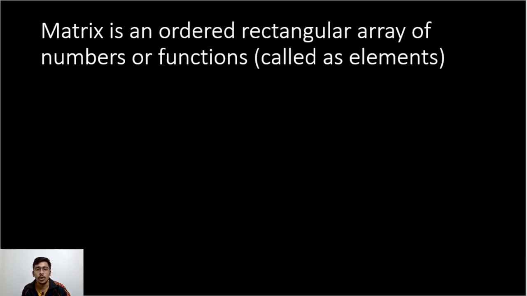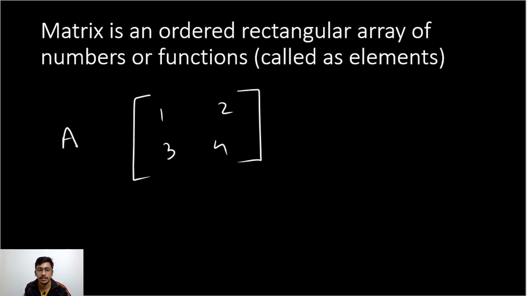A matrix is an ordered rectangular array of numbers or functions which are called elements. It is generally denoted like this, and let's say I have 1 2 3 4. So here we have a matrix. I'll write this, A is a matrix, and this matrix has 4 elements, which is 1, 2, 3 and 4.